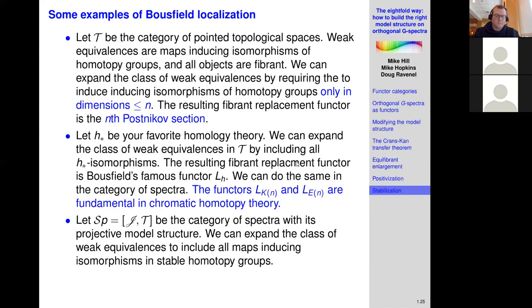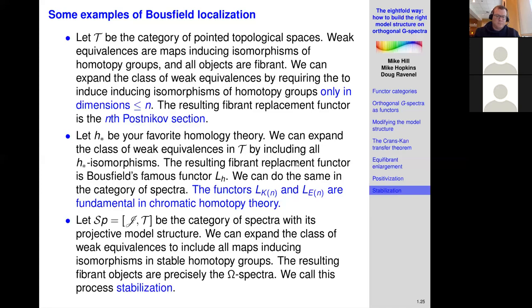Then you can do Bousfield localization, and miraculously, the resulting fibrant objects in this world are precisely the omega spectra. And we'll call this stabilization. This observation is originally due to Bousfield and Friedlander. They made this observation in a paper in 1978. Anyway, this is what I mean by stabilization.